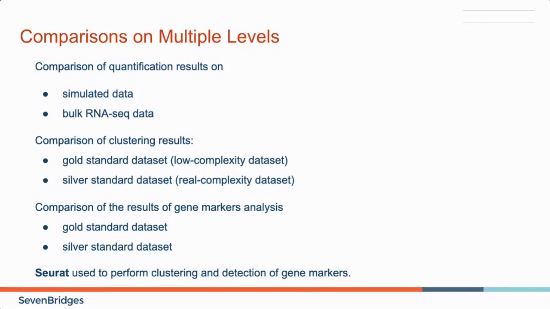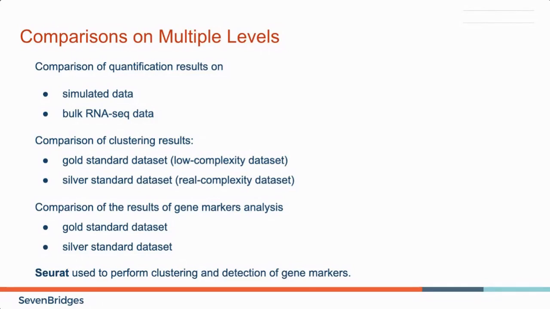The gold standard dataset is a low complexity dataset created as a mixture of 3 human cell lines that are mixed in equal proportions. And the silver standard dataset is a real complexity dataset. It is representing peripheral blood mononuclear cells, and this dataset is downloaded from the 10x Genomics website. So cell type labels for each cell and marker genes for distinctive cell types were available, and we used them as a ground truth in our comparisons.